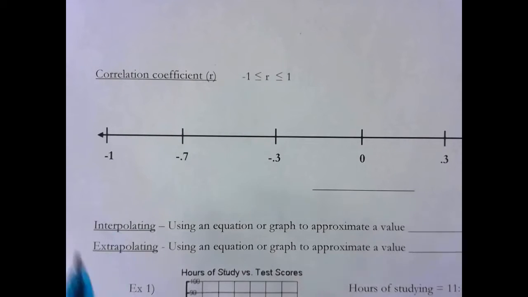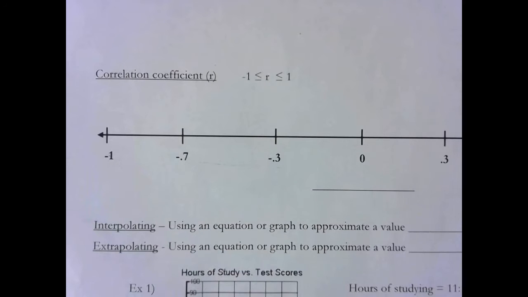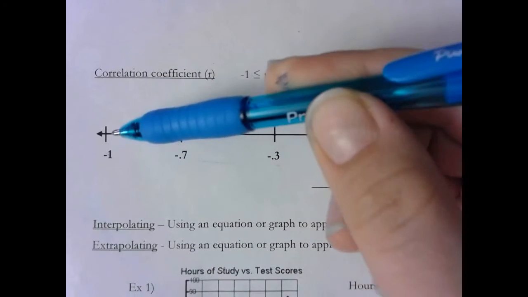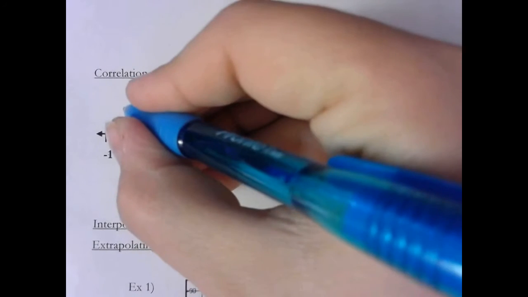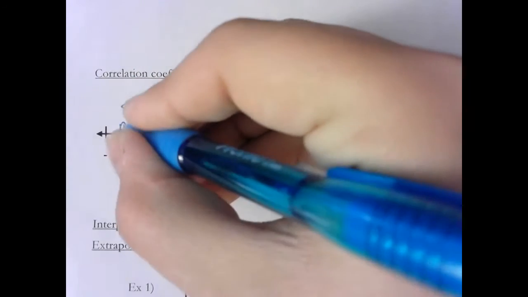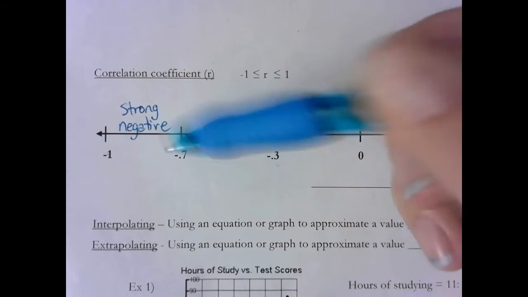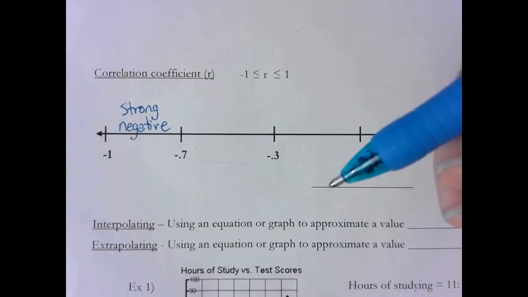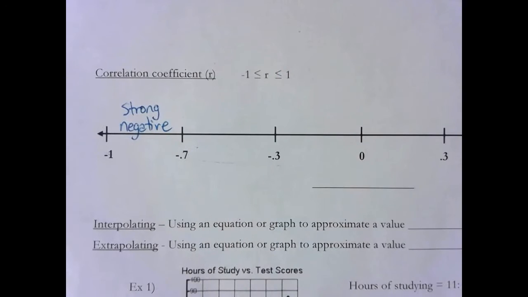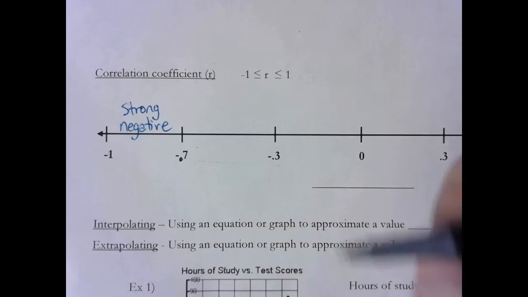Well, it should be obvious that if your R is negative, your correlation is negative. Here's the part that's not obvious. If R is between -1 and -0.7, we're going to say that's a strong negative correlation. Strong and negative. Sorry, my brain is not working, y'all. From -1 to -0.7, that's a strong negative correlation.